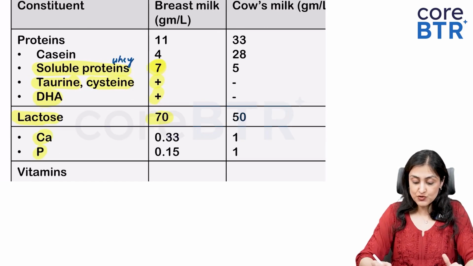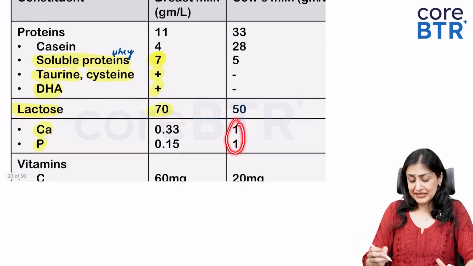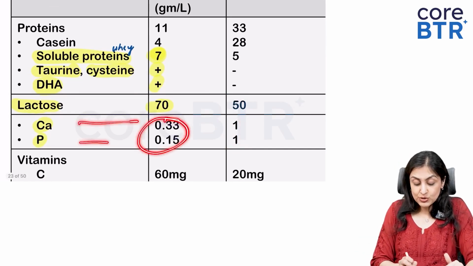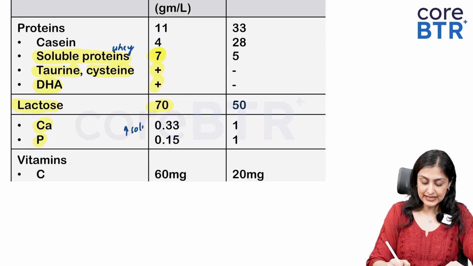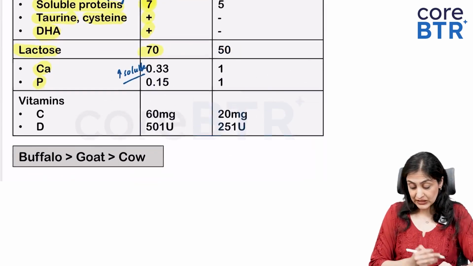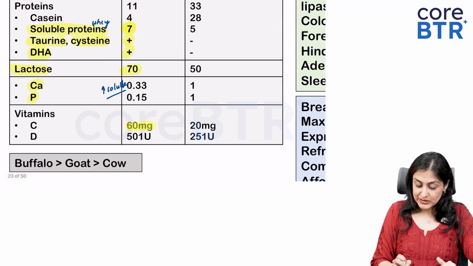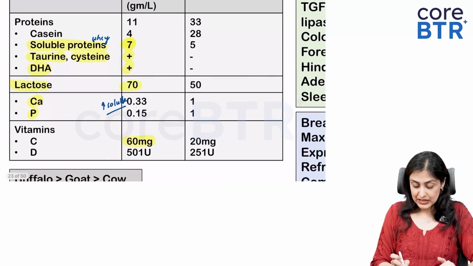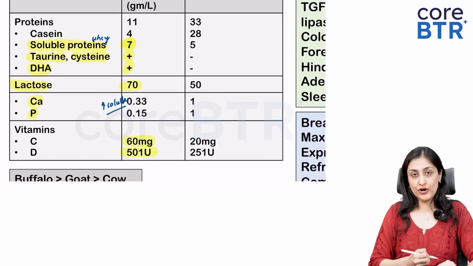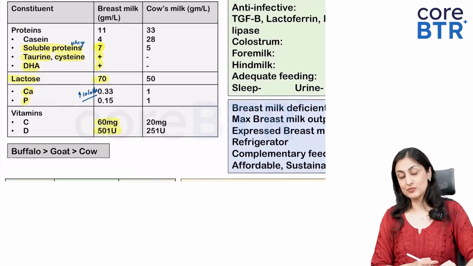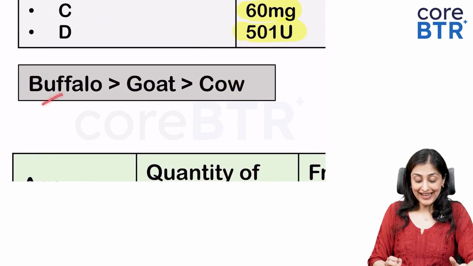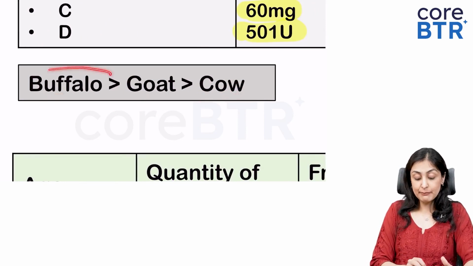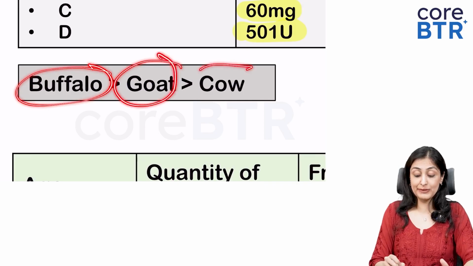Calcium phosphate, so cow's milk obviously is winning hands down, but then we say that no, the ratio that we have is more soluble. So that's where again we are making breast milk win, saying that the calcium phosphate solubility ratio is more in breast milk. Apart from that, you can see vitamin C definitely is richer in breast milk, and so is vitamin D. All right, so that's what we are comparing with cow's milk. Out of animals, if they compare which has more energy and proteins and everything, buffalo followed by goat followed by cow.